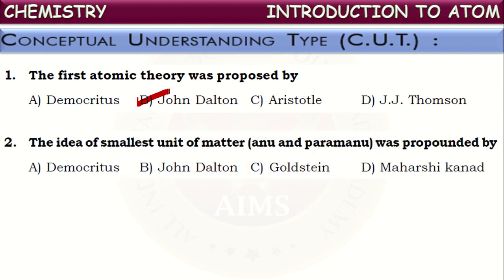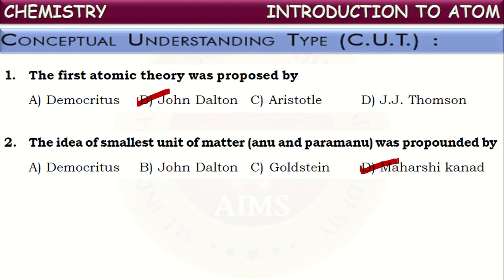Next one. The idea of smallest unit of matter was proposed by. Actually, we told here the first atomic theory was proposed by John Dalton. But in fact, before him, in the 6th century BC itself, one of the Indian philosopher and saint, Maharshi Kannad, proposed in his literatures about this matter and its ultimate particles. He proposed that every matter is made up of small particles called anus.